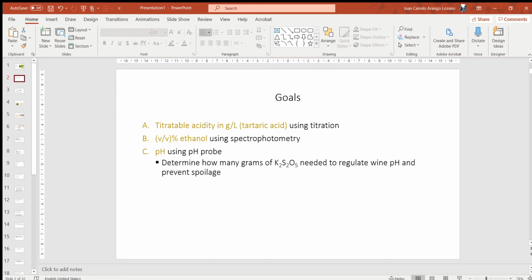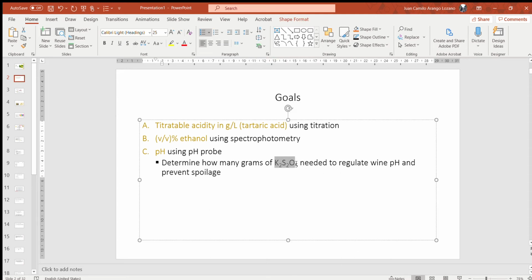However, starting from that pH information, you will determine how many grams of potassium metabisulfite are needed. Potassium metabisulfite is just this compound over here, that is needed to regulate the wine pH and to prevent the spoilage of the wine. So this is a very important compound because this allows the pH of the wine to be maintained at a certain range, and therefore the wine lasts longer, basically.